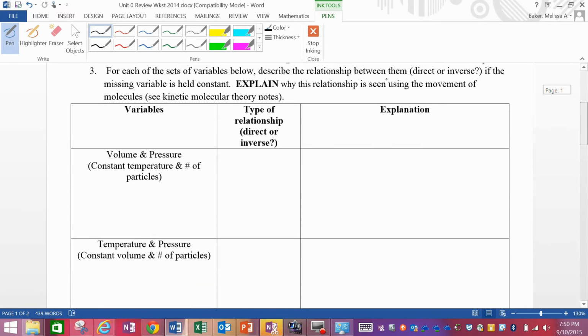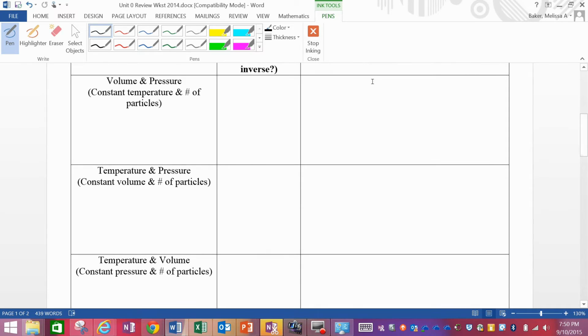Then we've got all the different relationships. Volume and pressure. Let's start with that. If you've got a syringe and the particles have a certain amount of space, but then all of a sudden you give the particles more space to move around, like now they have this whole area, they're not going to collide as often with the walls of the syringe. And I should note there should be the same number of particles in each of these.